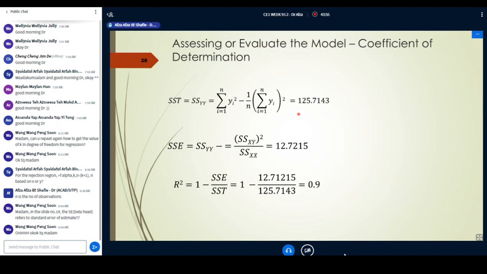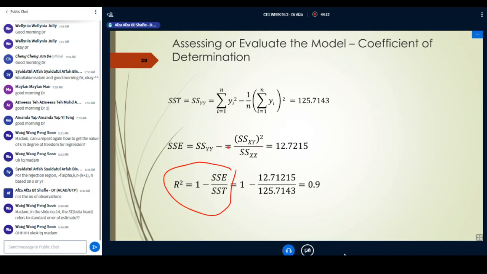So I do the calculation for the R squared. For R squared, I just need to know what SSE and SST are, and I'm going to use that formula. I calculate my SST again from the formula that I have, and I've calculated the SSE earlier.